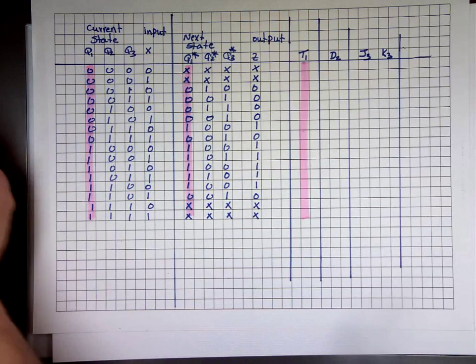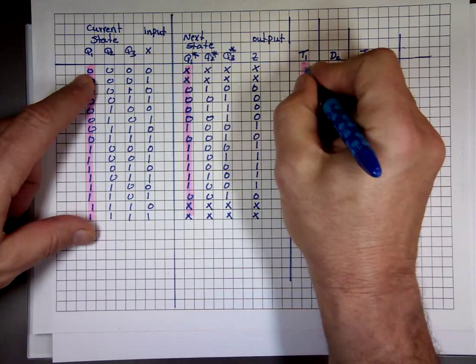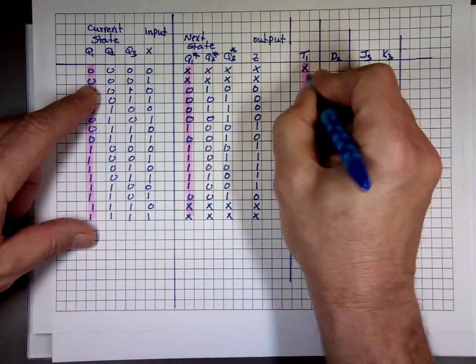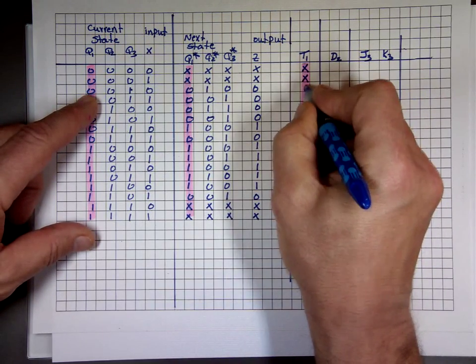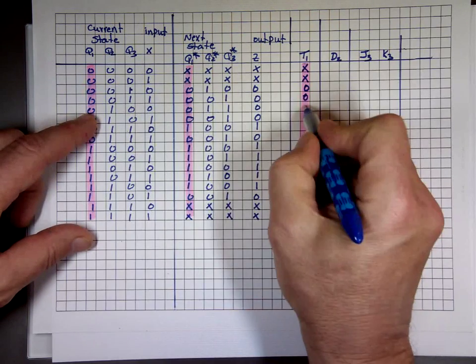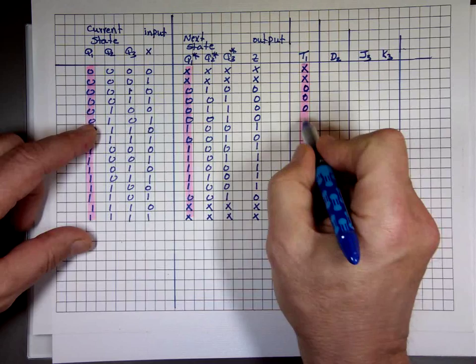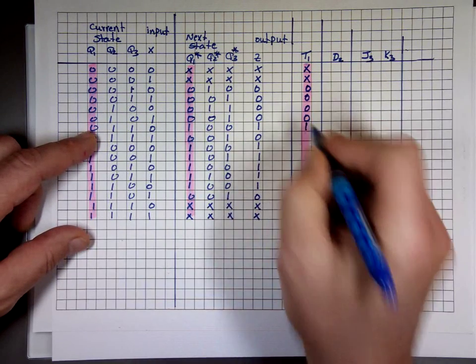So let's put them in. 0 to I don't care. I really don't care. 0 to 0, staying the same. T is 0. 0 to 0, T is 0. 0 to 0, T is 0. 0 to 0, T is 0. 0 to 1, T is 1, that's a toggle.